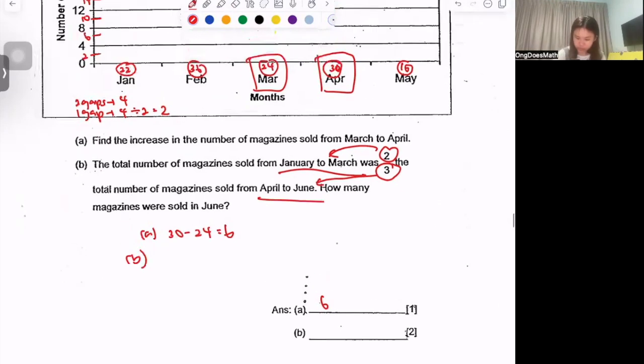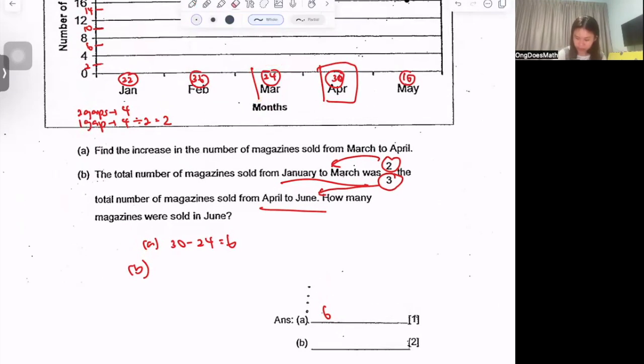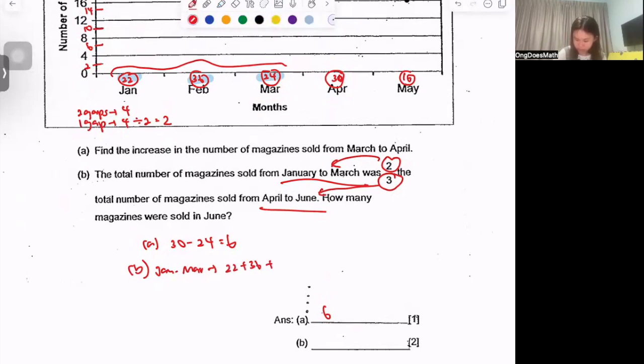So let's do January to March. When you sum up January to March, sum up means you have to add up, right? So January to March. What's the total? It will be 22 plus 36 plus 24. So it's 82.